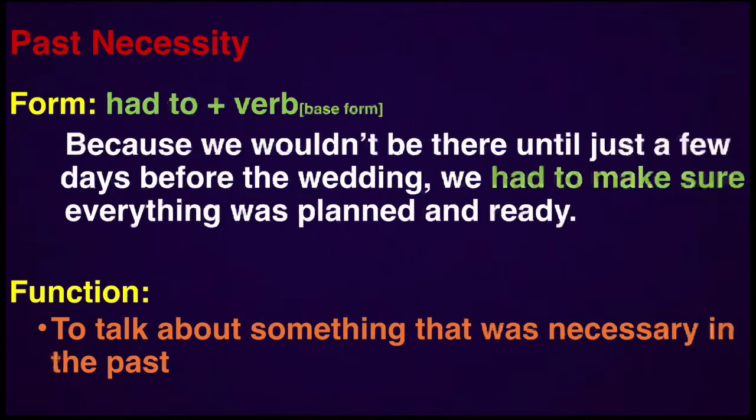Now, when we're talking about necessity in the past, something that we have to do, then we use had to plus the base form of the verb. So all we're doing is we're changing have to into had to, and had to is in the past. So for example, because we wouldn't be there until just a few days before the wedding, we had to make sure everything was planned and ready. So we had to make sure, this was necessary for us to do. Everything was planned and ready. So we use this form to talk about something that was necessary in the past.